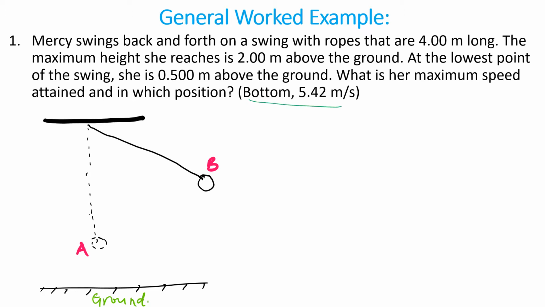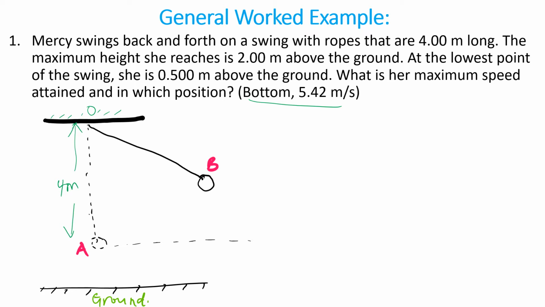We have an illustration here. This is the suspension for the swing, and this is the rope. Let's say that's point O. The rope is given to be 4 meters, 4 meters, and we are also given this is the reference level A.